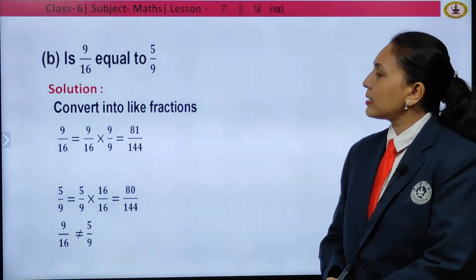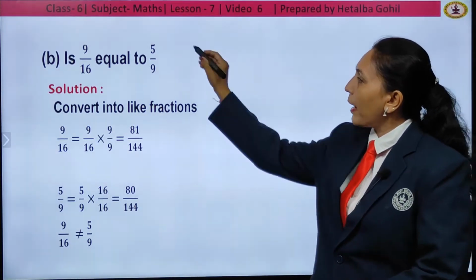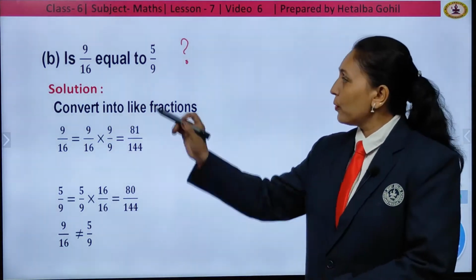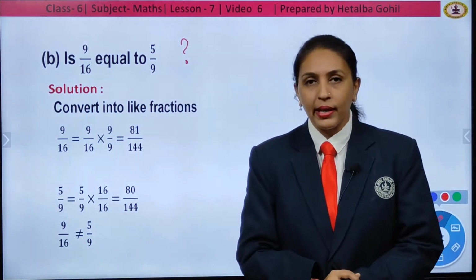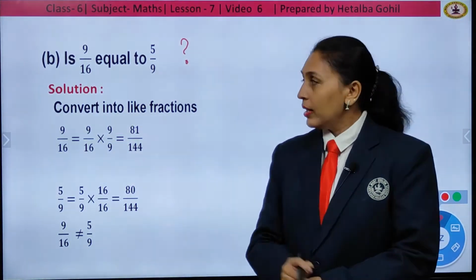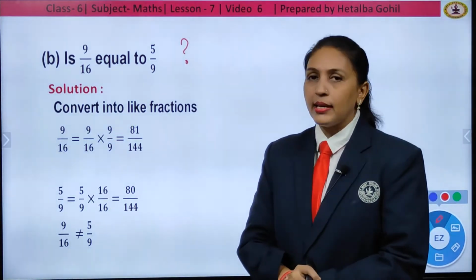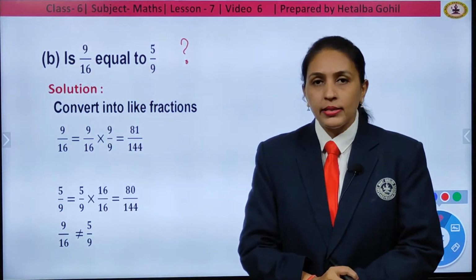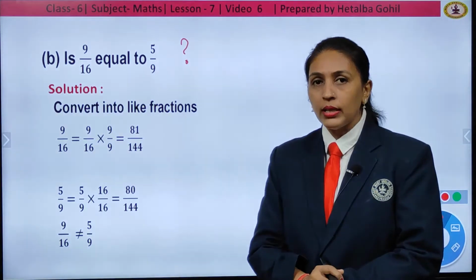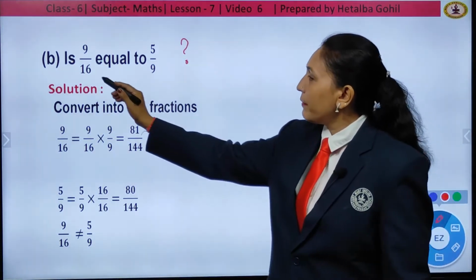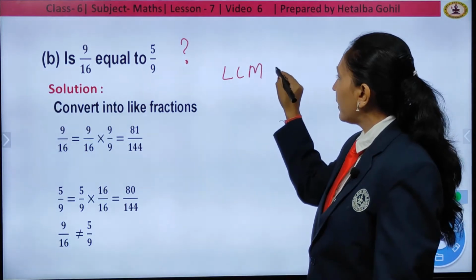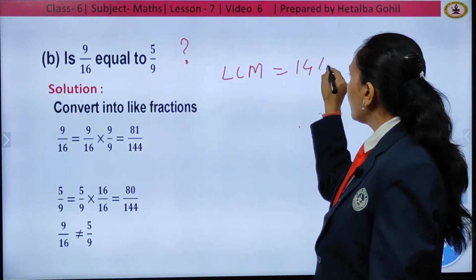Is 9 by 16 equal to 5 by 9? As I told you, children, here if we have to show the equality, we have to compare them. So to compare them, the denominators have to be the same. In this condition, both the denominators are different. So our next step will be taking the LCM and then converting into equal fractions. So when we take the LCM of 16 and 9, the LCM I am going to get here is 144.